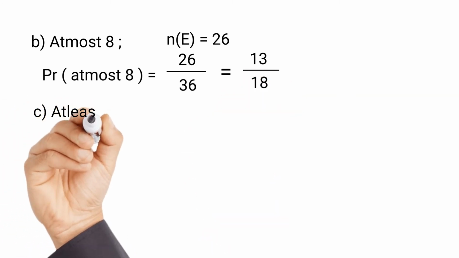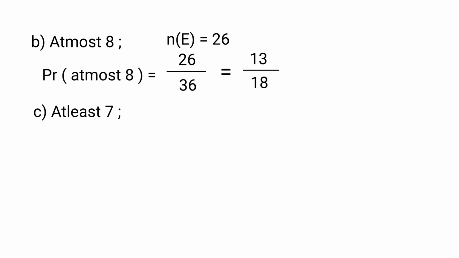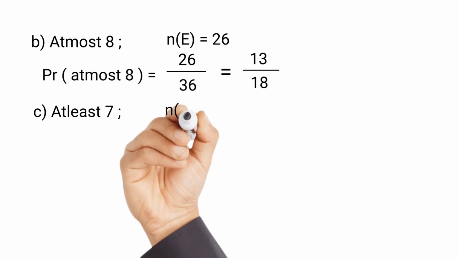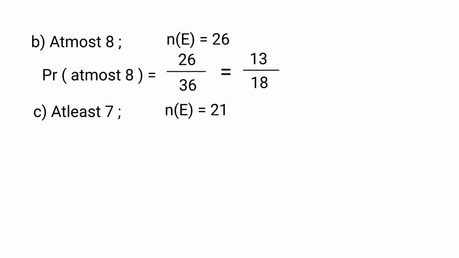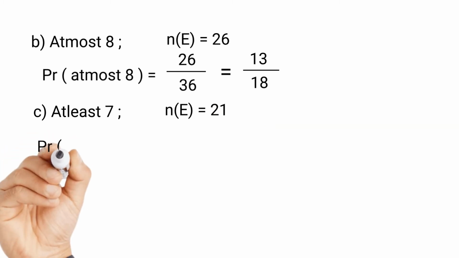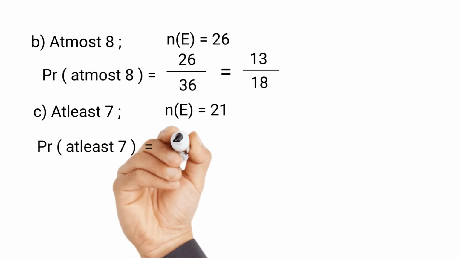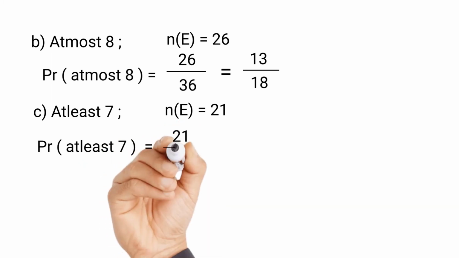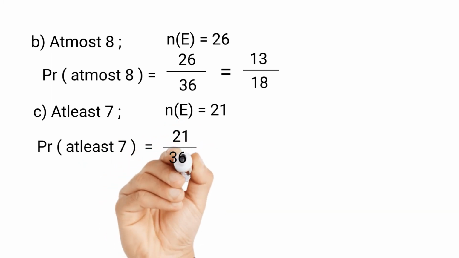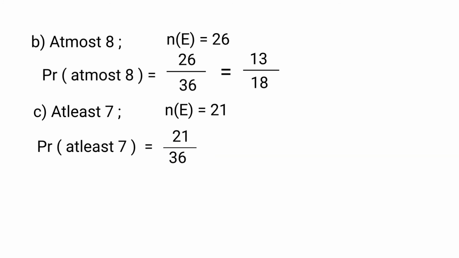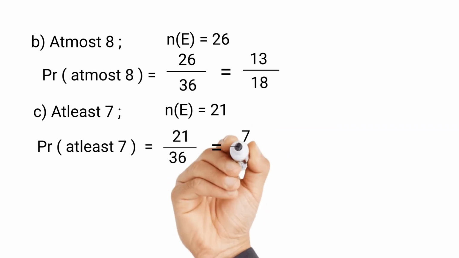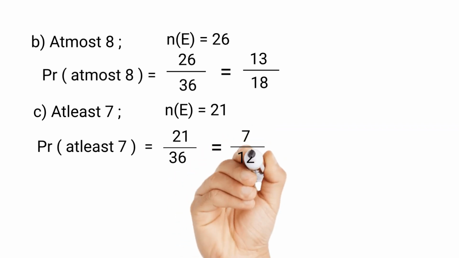Is that okay? So C part, at least 7 simply means count all the 7s, all the 8s. Since at least 7 means from 7 up, we have 21 of them when you count them in the table. So at least 7 will give us 21 over 36. We can still break it down. 3 can go, okay? We have 7 over 12.